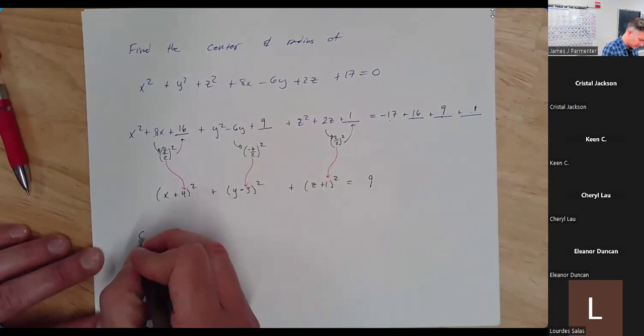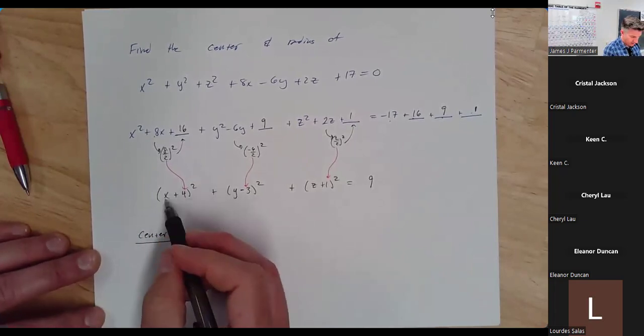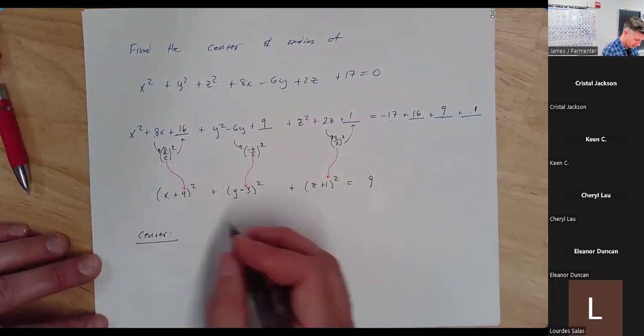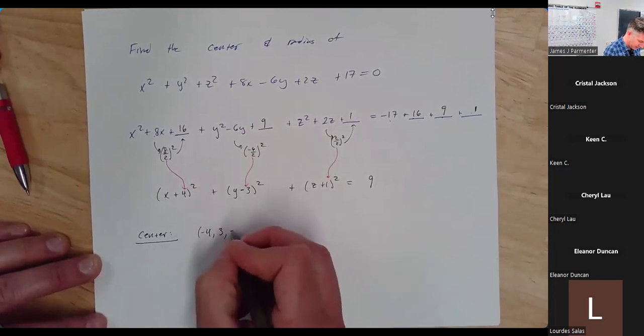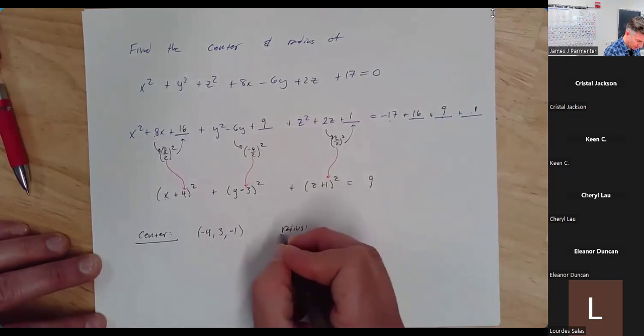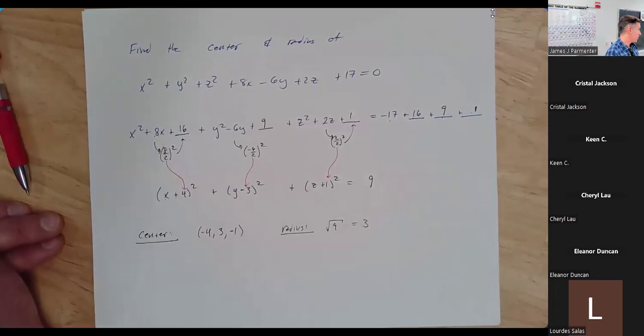And so then our center, I always like to think of our center as the values of x, y, and z that make the left-hand side of this equation equal to zero. That's going to be x equal to negative 4, y equal to positive 3, and z equal to negative 1. And the radius is going to be the square root of 9, which is 3. But if it was the square root of 7, I would just leave it at the square root of 7. I wouldn't find a decimal approximation.